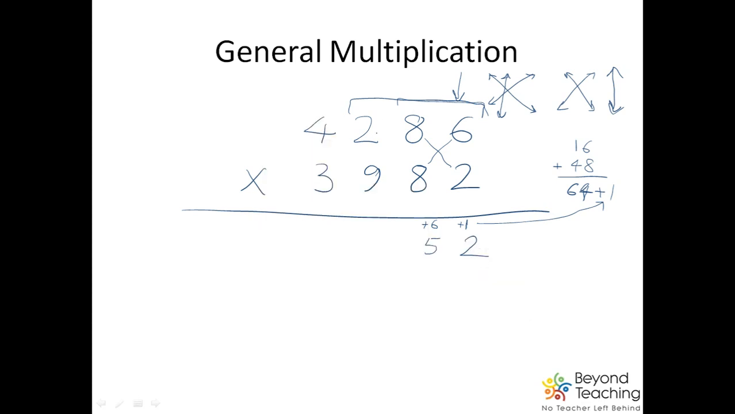Okay, so when you're doing groups of 3, you would do 2 times 2, that is 4, plus 9 times 6. 9 times 6 is 54. 54 plus 4 is 58. 58 plus 8, 8 times 8.